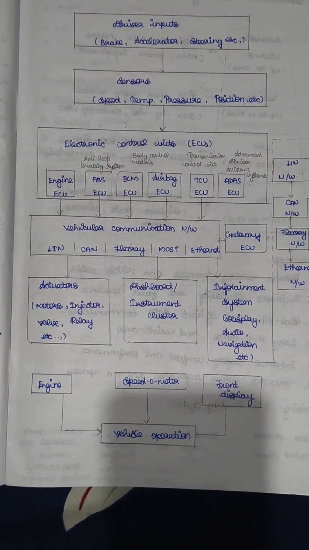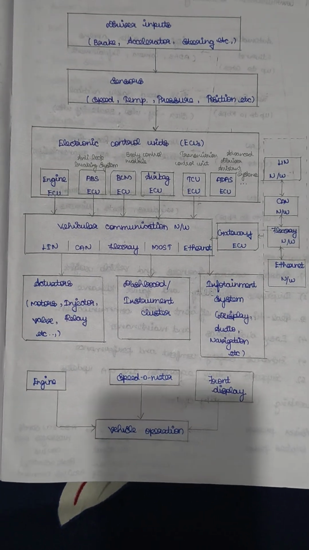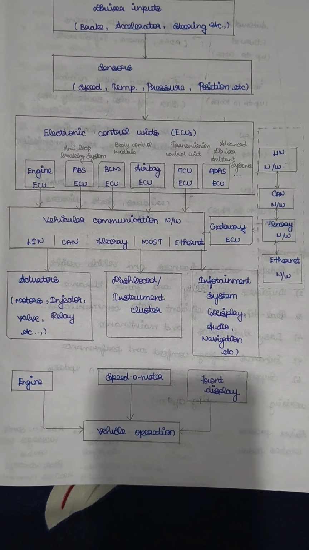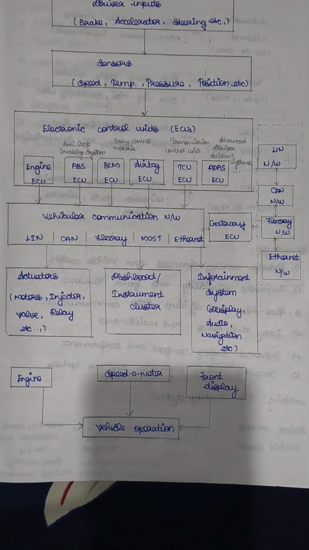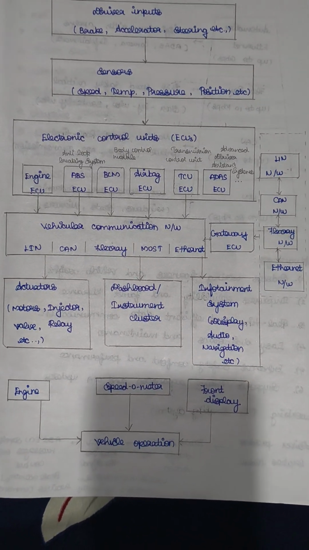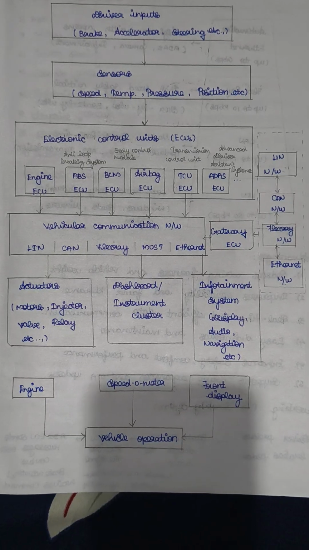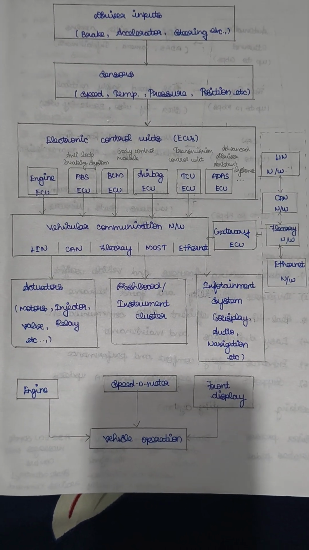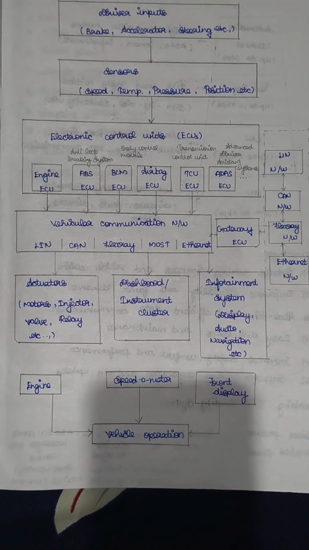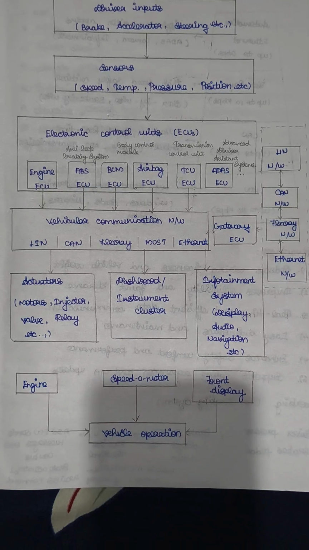In this architecture, the first thing given is the driver. At the top, we have the driver inputs. Examples include the brake pedal, accelerator pedal, and steering input. When the driver performs an action, the sensors detect the corresponding physical parameters. Sensors may measure vehicle speed, temperature, pressure, and position. The sensor information is then provided to the appropriate ECU, that is, the electronic control unit.